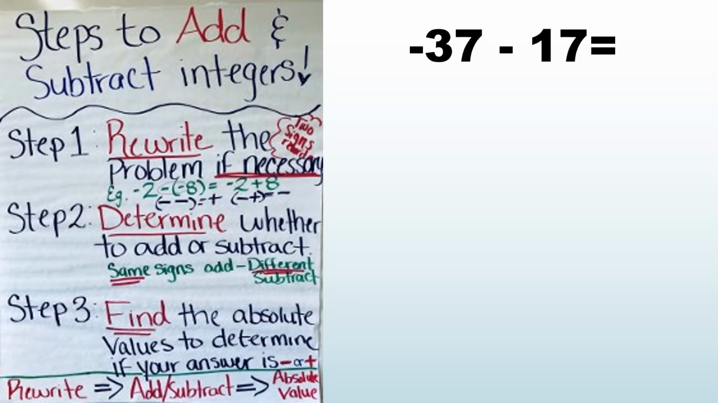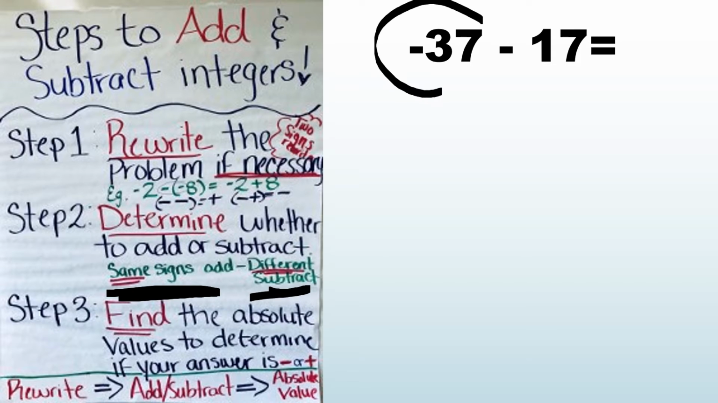Go ahead and pause the video and try to solve it on your own. So step 1 says to rewrite the problem if necessary. This problem does not need to be rewritten because it only has one sign. So we can go straight to step 2. Determine whether to add or subtract. So we know the rule is same signs add, different signs subtract.